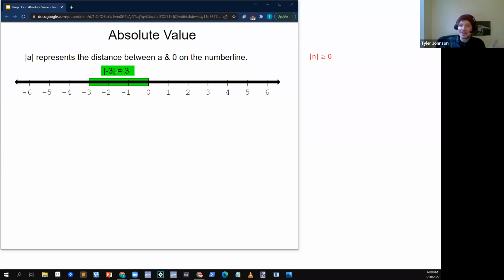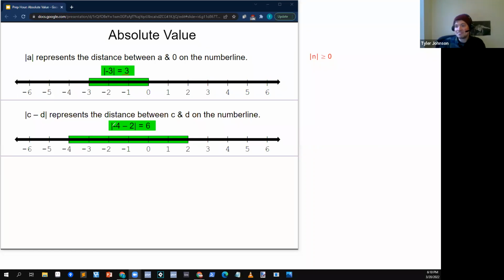The main idea here, it's about distance on the number line. So you see something like the absolute value of -3. That's the distance between -3 and 0 on the number line, right? A total of 3 units of distance. Or if we had something like -4 minus 2, the absolute value of that, it's already giving me the endpoints there, right? I'm just comparing -4 and 2, the distance between those 2 points on the number line. 6 units of distance between them.